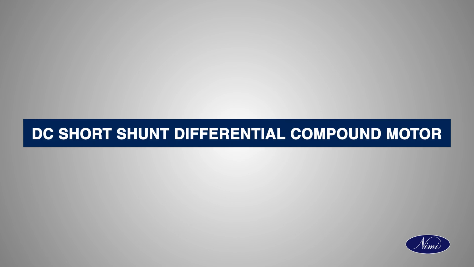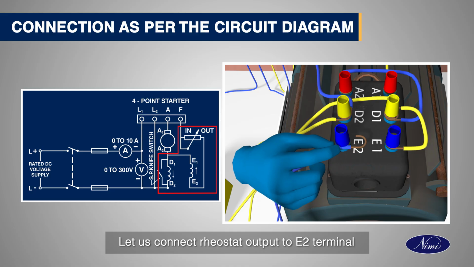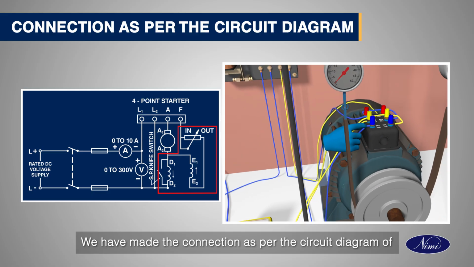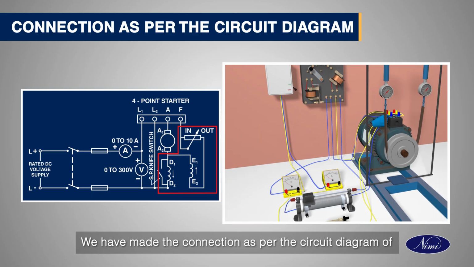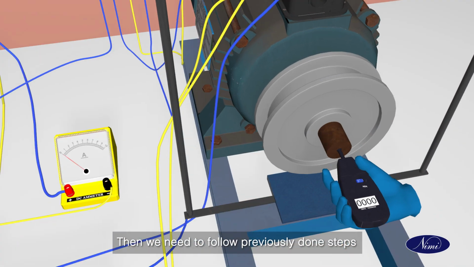Subtask 4. DC short shunt differential compound motor. Let us connect rheostat output to E2 terminal. Then connect E1 to the D1 terminal of the motor. We have made the connection as per the circuit diagram. Then we need to follow previously done steps.